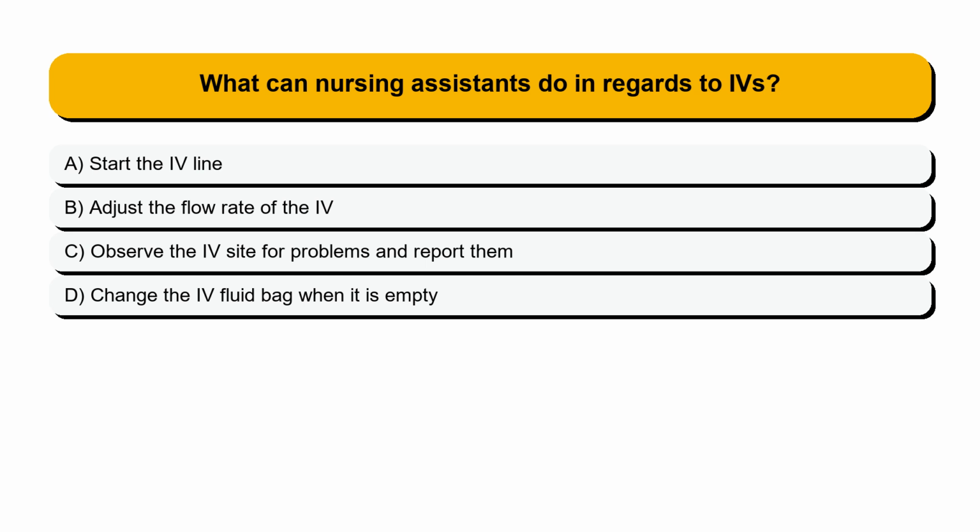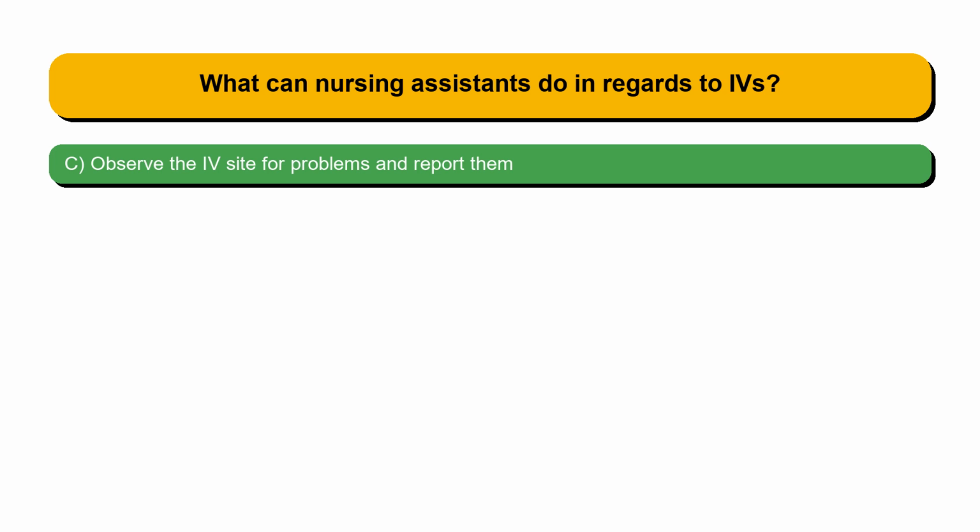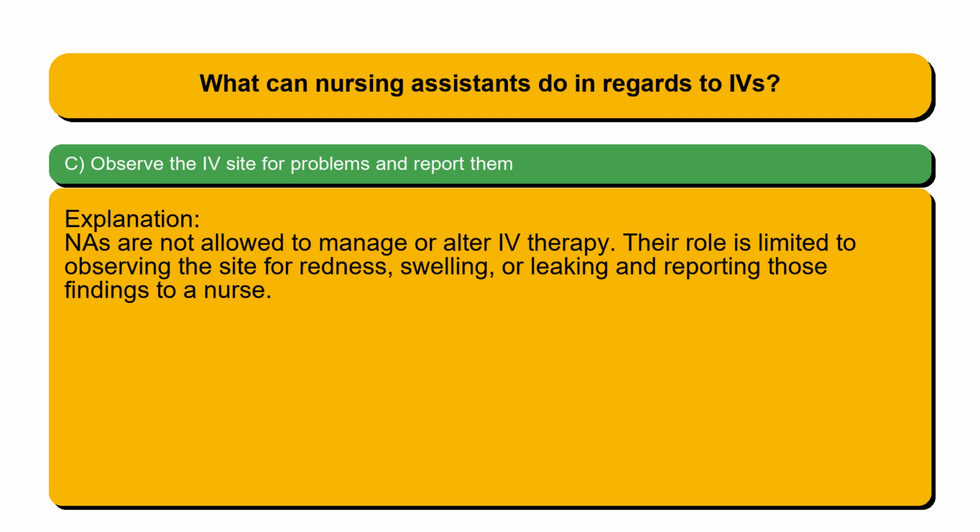Question 34. What can nursing assistants do in regards to IVs? Option A. Start the IV line. Option B. Adjust the flow rate of the IV. Option C. Observe the IV site for problems and report them. Option D. Change the IV fluid bag when it is empty. The correct answer is option C. Observe the IV site for problems and report them. NAs are not allowed to manage or alter IV therapy. Their role is limited to observing the site for redness, swelling, or leaking and reporting those findings to a nurse.